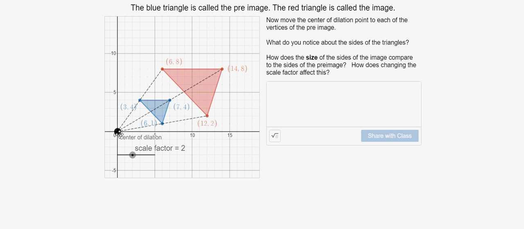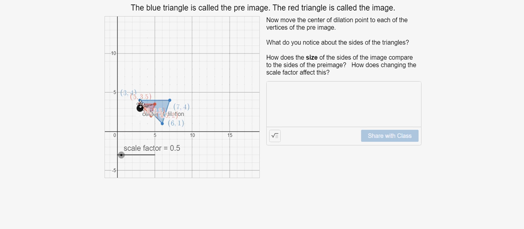So again, if we're moving the center of dilation to each point of the pre-image, we're looking at the sides of the triangles. And we've done this with a scale factor of 2, but what if we did it with a scale factor of something less than 1? What if we did it at 1/2? Well, let's see what happens.